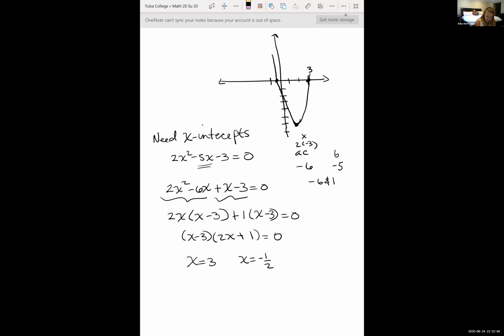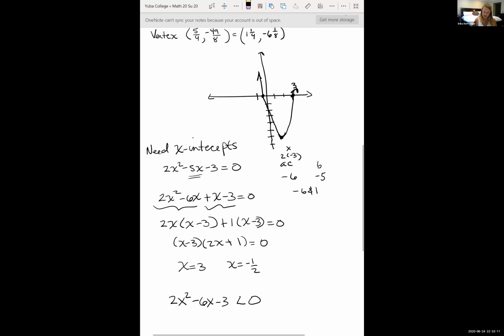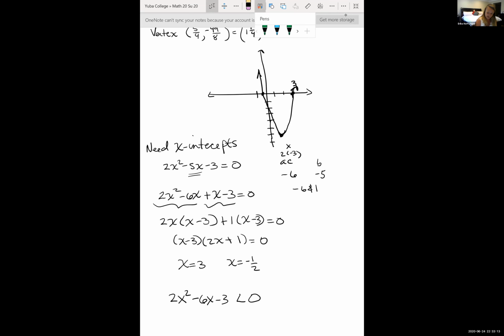Last but not least, it's saying when is that equation less than 0, right? So we're looking at what are the y values where this is less than 0.